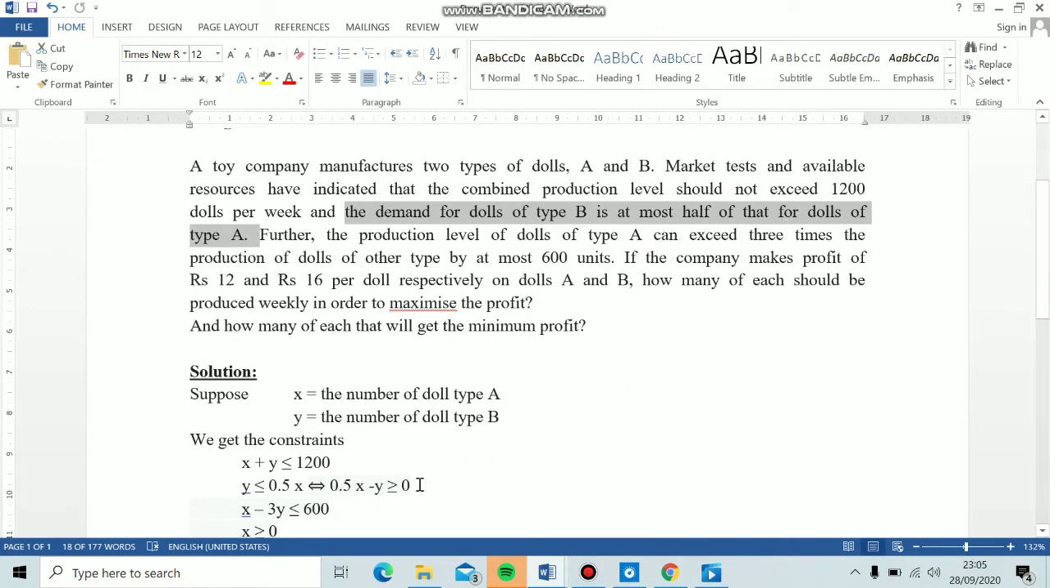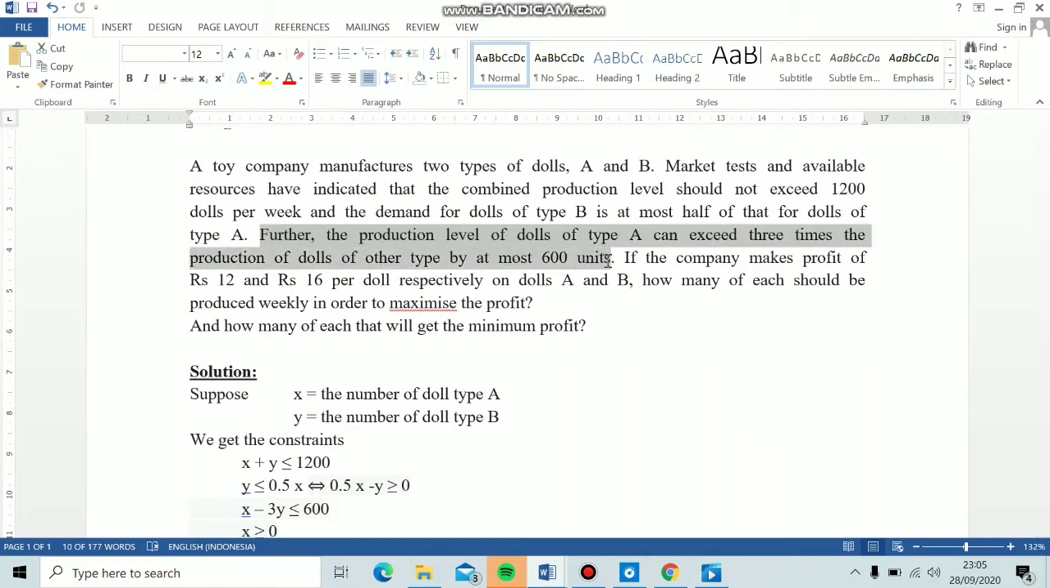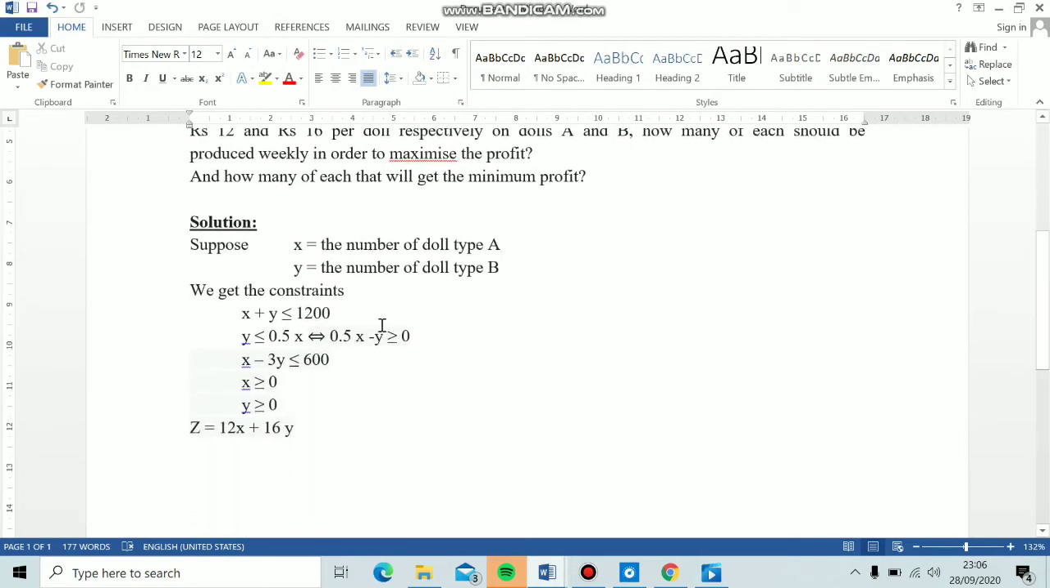We get this constraint, and then for the next sentence, further the production level of type B can exceed 3 times the production of dolls of the other type by at most 600 units. We get this constraint, and x and y here are never negative numbers, so x and y are non-negative, that is x greater than or equal to 0 and y greater than or equal to 0.